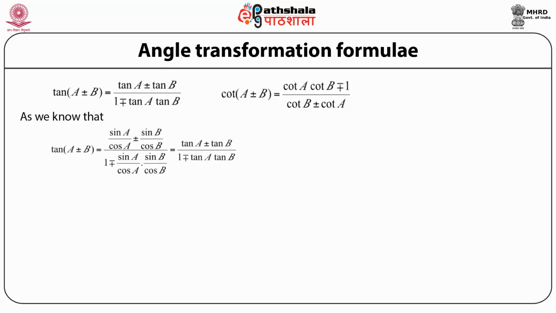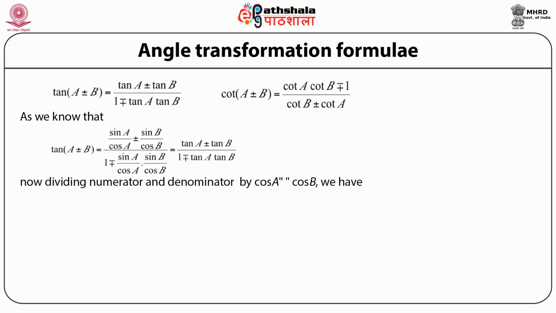Now tan A can always be written as sin by cos, so you can always treat A plus or minus B as any angle theta. We already know what sine of any angle theta means, and so we can write sin of A plus B divided by cos of A plus B as given here.